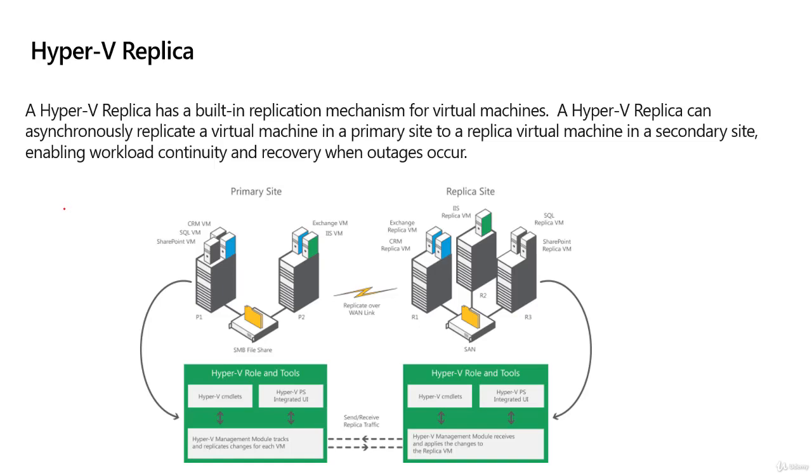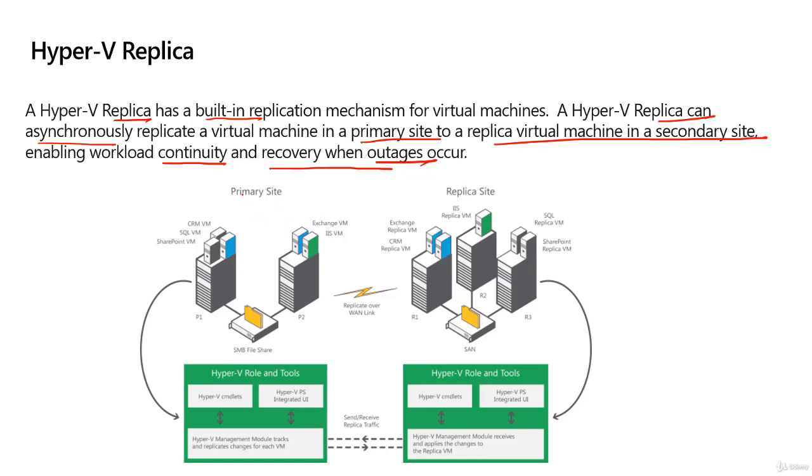One of the most interesting technologies in Hyper-V is Hyper-V Replica. This is natively built into Hyper-V, and it's a mechanism that allows you to replicate virtual machines. It will replicate asynchronously from a primary site to a secondary site. Now, the advantage of this, you have continuity and recovery capability. So if there's any type of outage, if there's a site failure, you can simply use the VM in your replica site and your users can still access data, you can still deliver services.